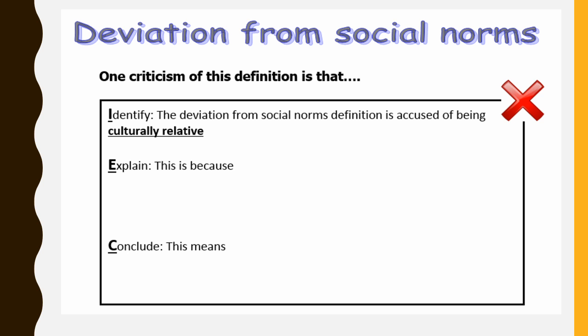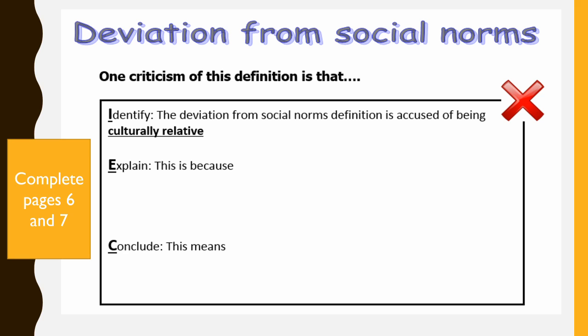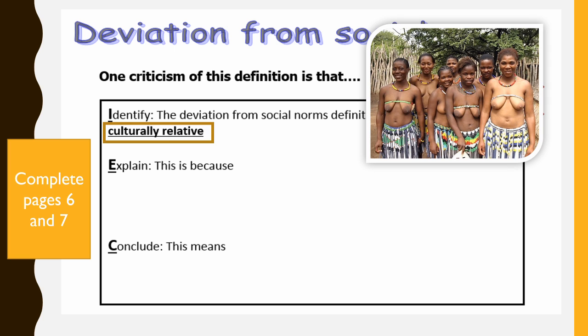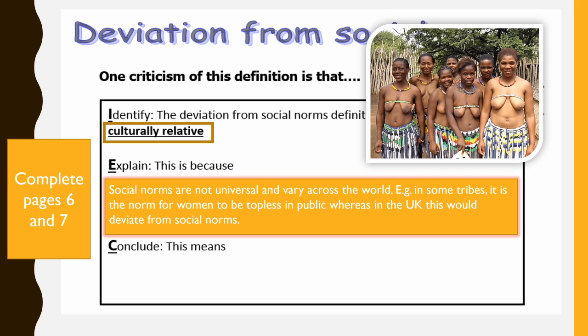Okay then, so deviation from social norms, you will notice hopefully straight away there are no strengths. So we're going to move our way through and complete pages 6 and 7. So this definition is accused of being culturally relative. This is because social norms are not universal and vary across the world.